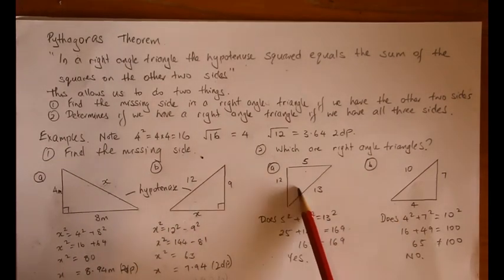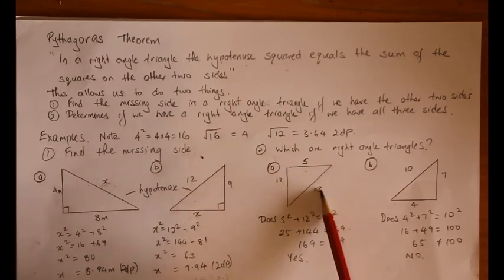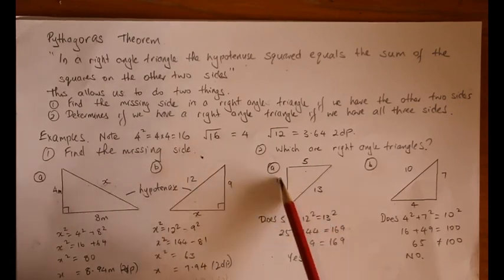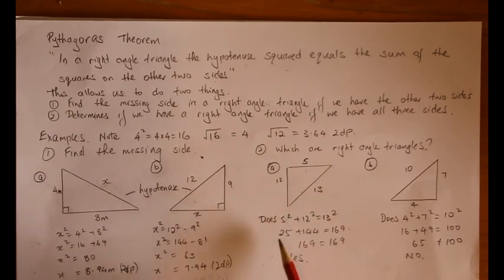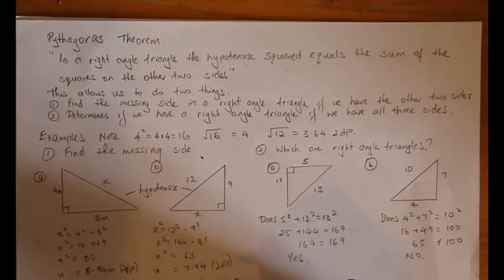In these two examples, we're trying to determine if we have a right angle triangle or not without doing a scale drawing and measuring the angle. I get my longest side and I square it. I get the other two sides, I square them and add them together. So 5 times 5 is 25. 12 times 12 is 144. 13 times 13 is 169. 25 plus 144 is 169, which equals what we've got here. So we have a right angle triangle.